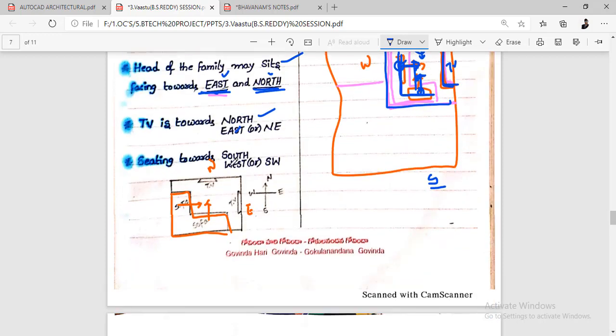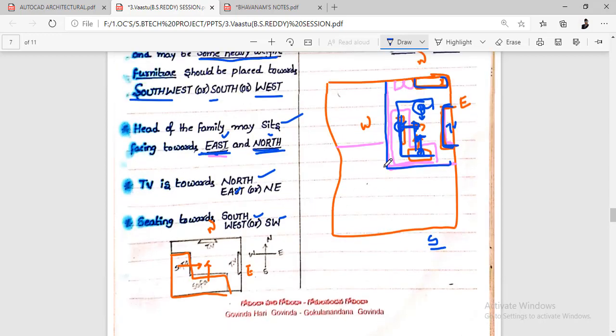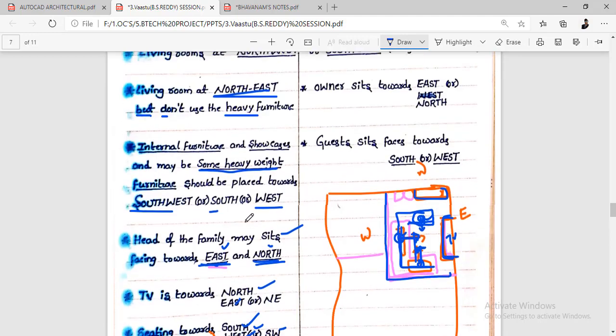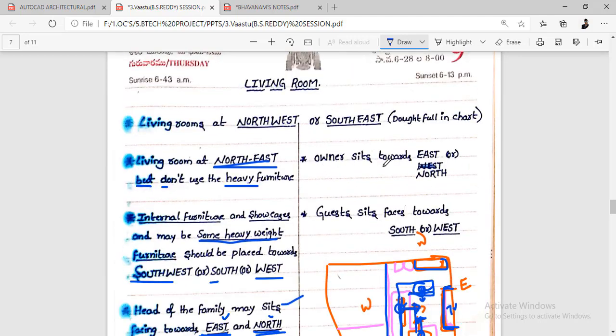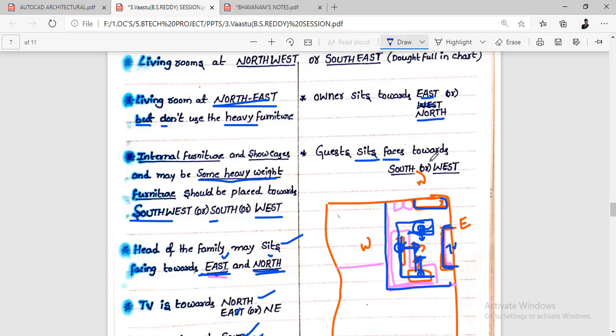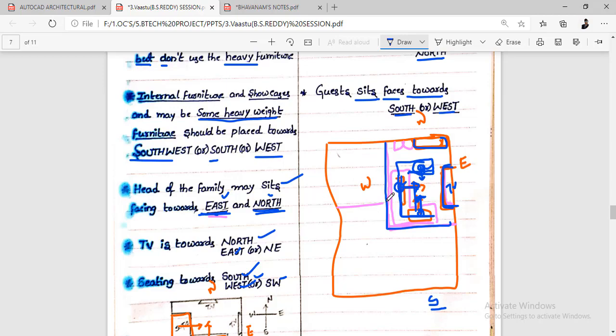Okay, and seating towards the south and west. If some guests come to our room, at that time they can sit in the south and west. Okay, no problem. So like that we need to decide it. So this is our hall, and here the owner sits towards the east and north. Guests sit facing towards south and west, so guests can sit south and west, no problem.